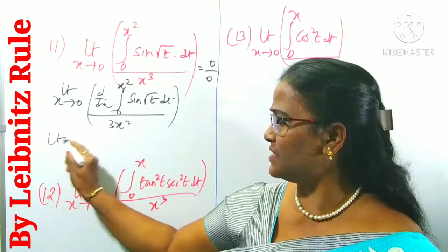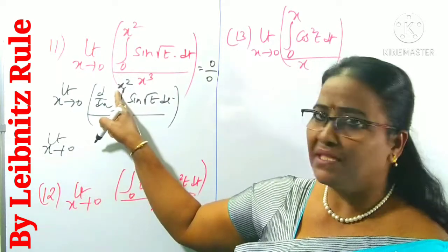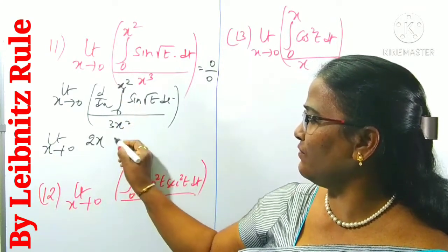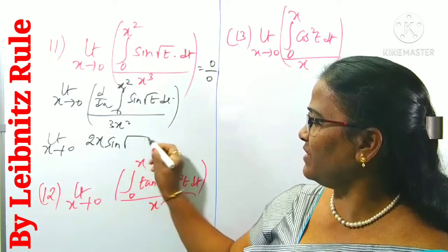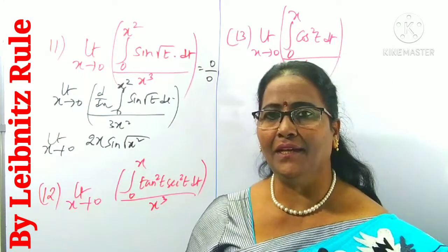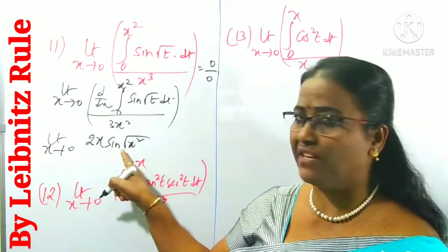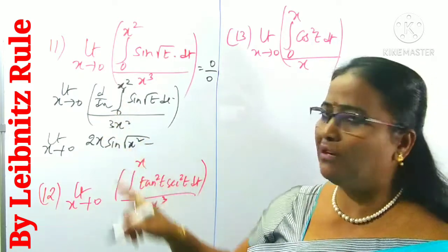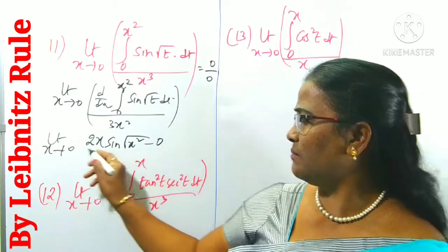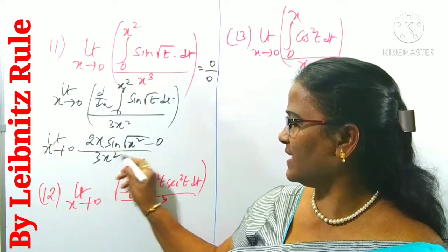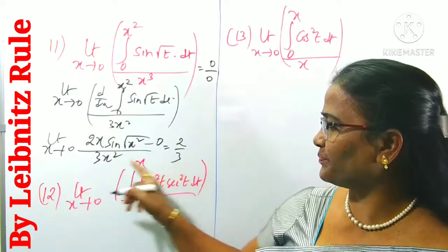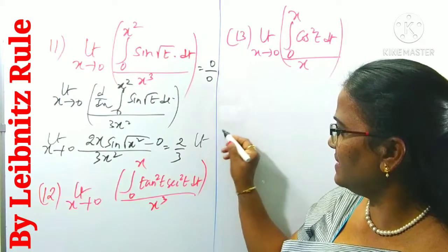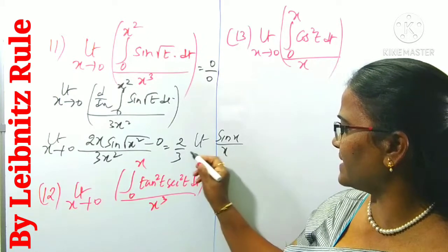Limit x tends to 0 as it is. What is the upper limit? x square, whose derivative is 2x, and sin of root, in place of t we can write x square. That is h dash x into f of h of x, and I have taken g of x with a minus. Lower limit is what? 0 into something is 0. What is the denominator? 3x square, right? This is 2 by 3 times, and one x cancels. What is left over? Sin x.